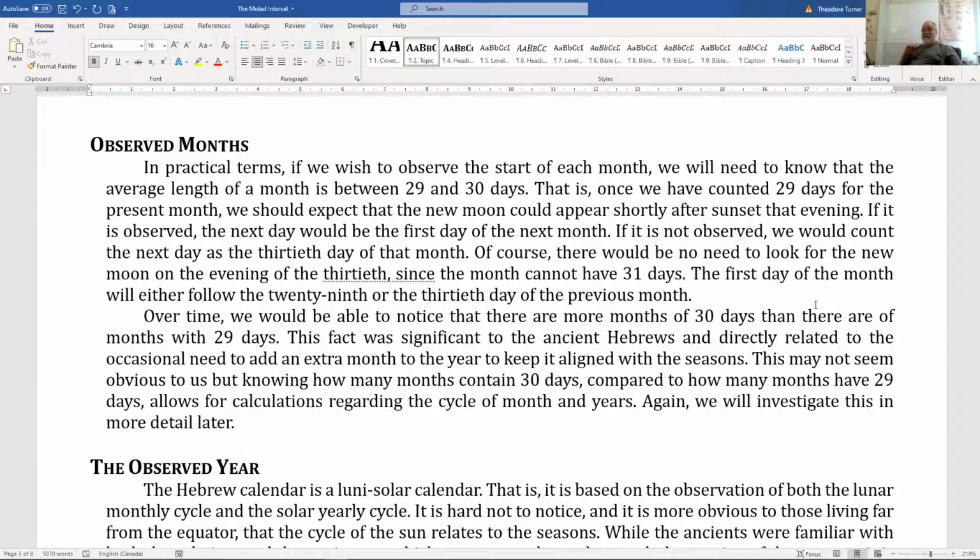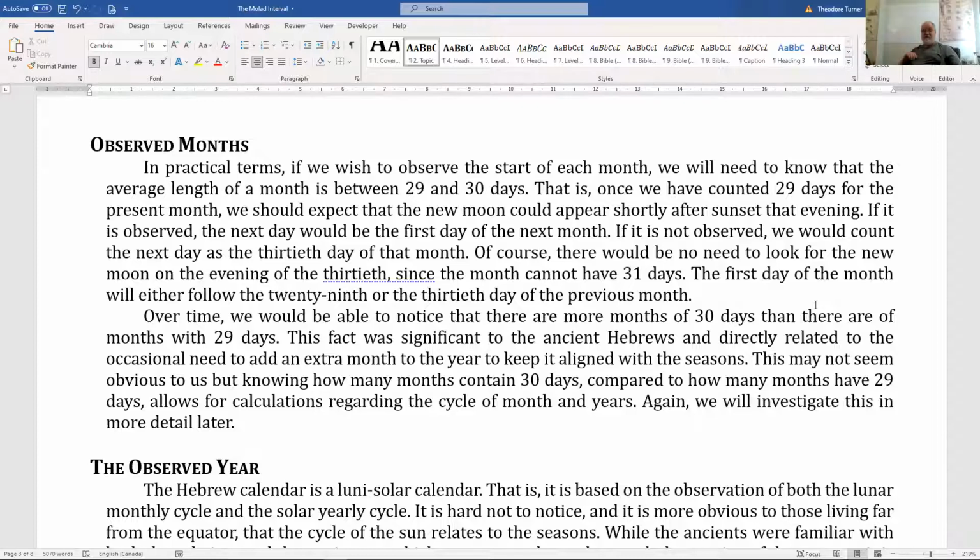Now, this also relates to the need to add an extra month and how you keep the year aligned with the seasons. And this isn't readily evident, at least it wasn't to me when I first looked at it. Knowing how long the average month is, how does that help you with the year and knowing when you need to add an extra month? And this was part of the interesting thing for me personally, aside from how it relates to Bible prophecy.